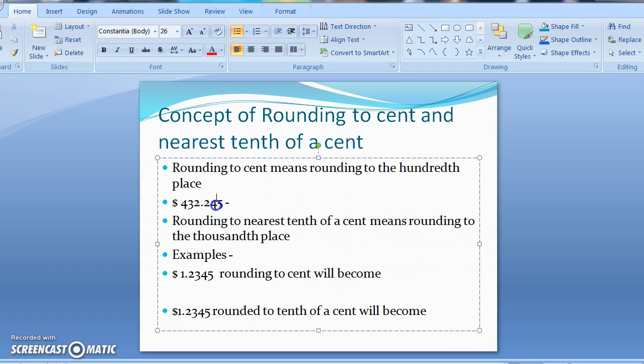Go to the 100. Look at the digit to its right. It is 5, and hence this would be rounded off to 432.25, because the digit to its right is 5. We're going to round it up. Awesome.